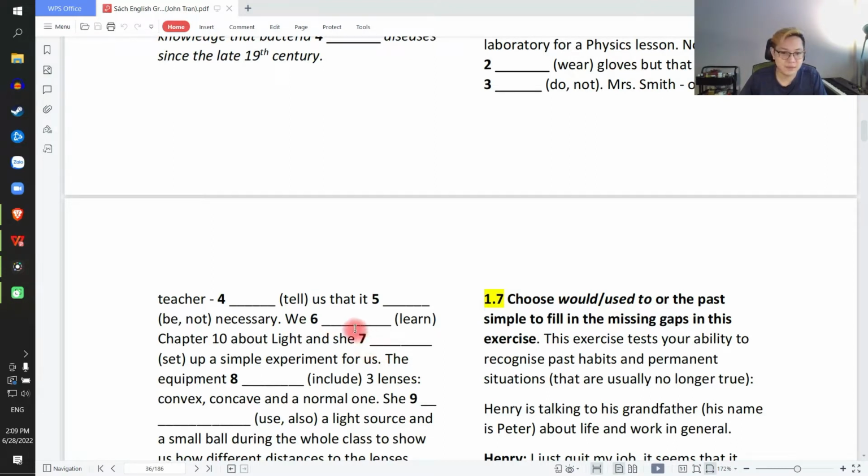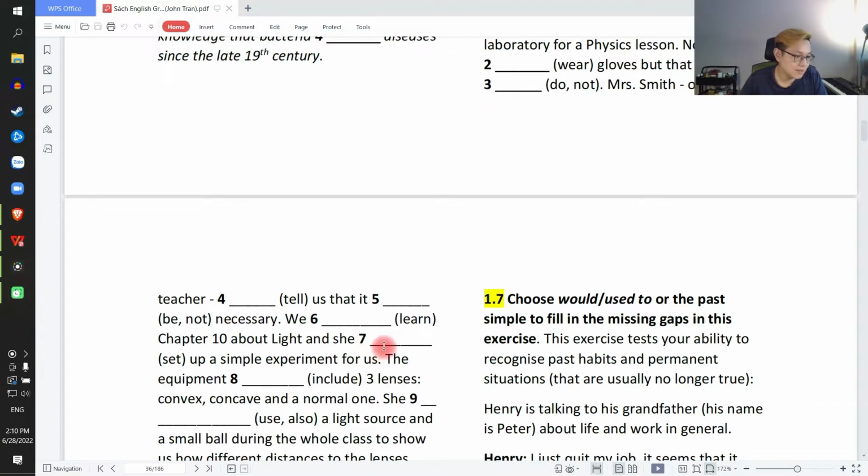Cho nên là mình có thể nói là chúng tôi đã đang học chapter 10, We were learning chapter 10 about light, về cái ánh sáng. And she was setting up a simple experiment for us. Và cô đã đang gọi là sẵn sàng chuẩn bị một cái thí nghiệm đơn giản cho chúng tôi.